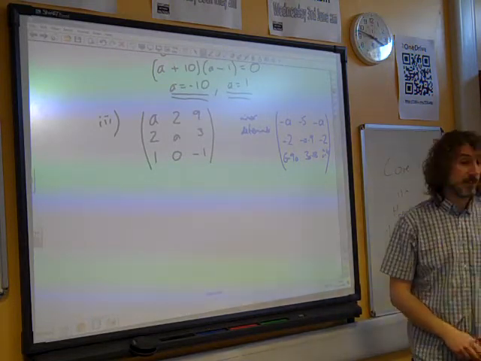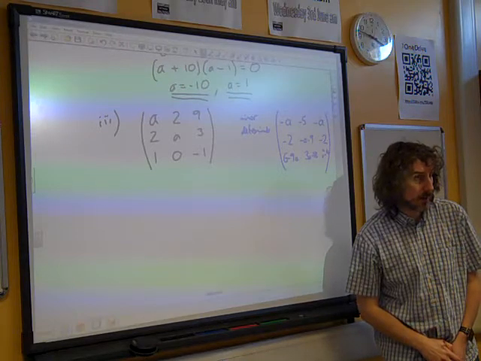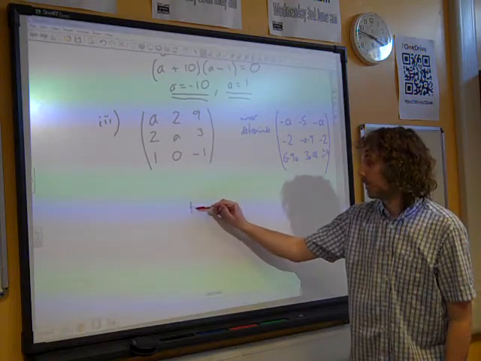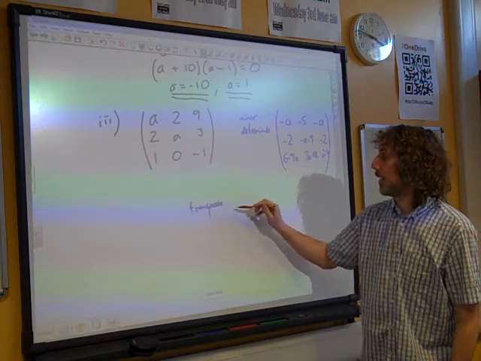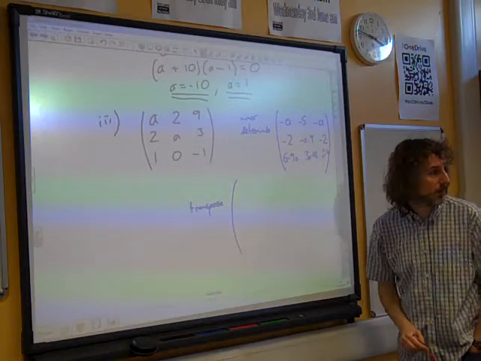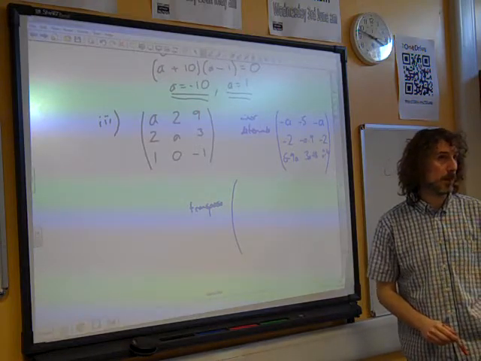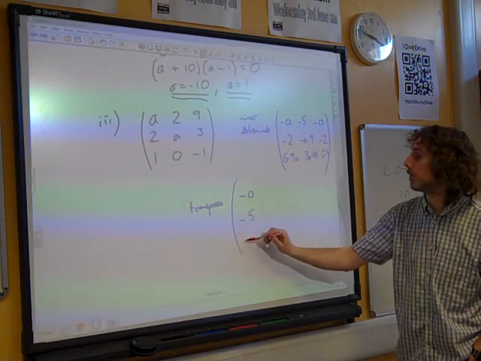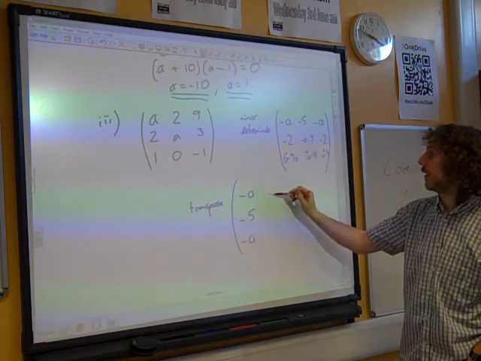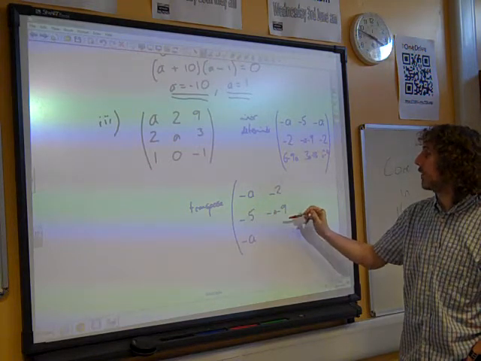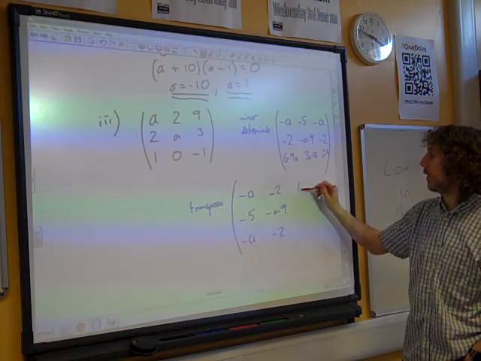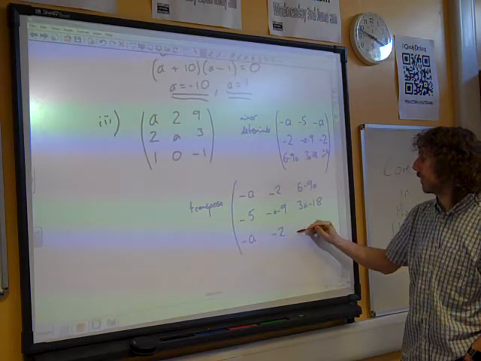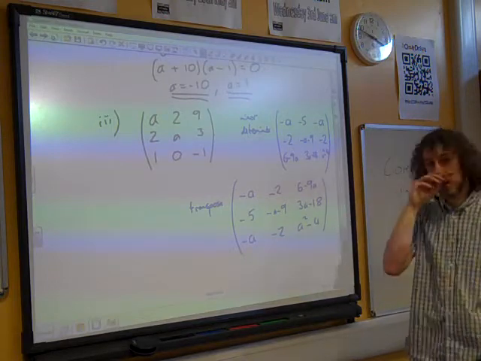Right, so that was the minor determinants. What should I do next? I will transpose this matrix. I've calculated my minor determinants. I'm going to transpose it, which just means that every row becomes the corresponding column. So the first row becomes the first column. The second row becomes the second column, and the third row becomes the third column. So it looks like that.